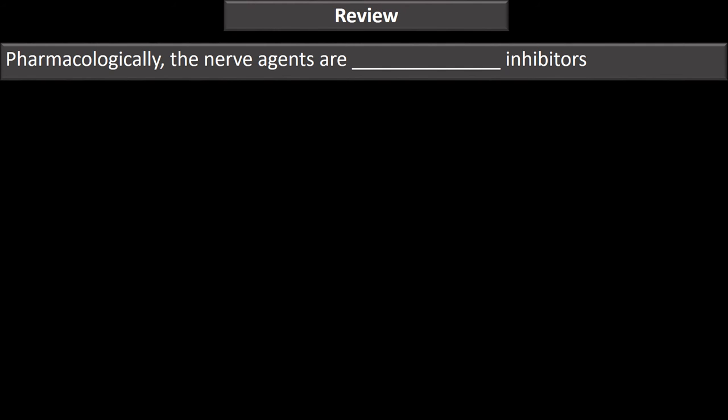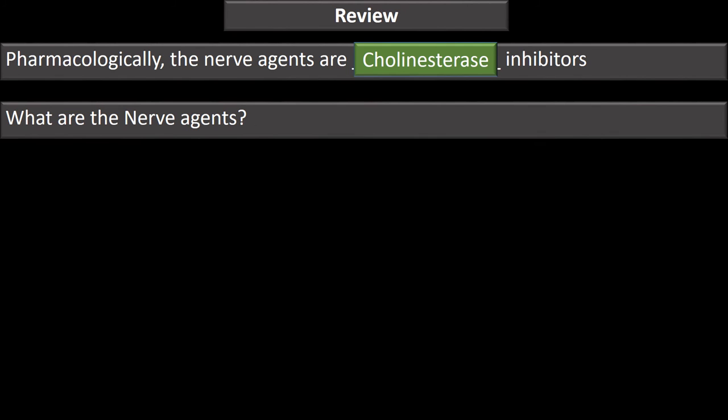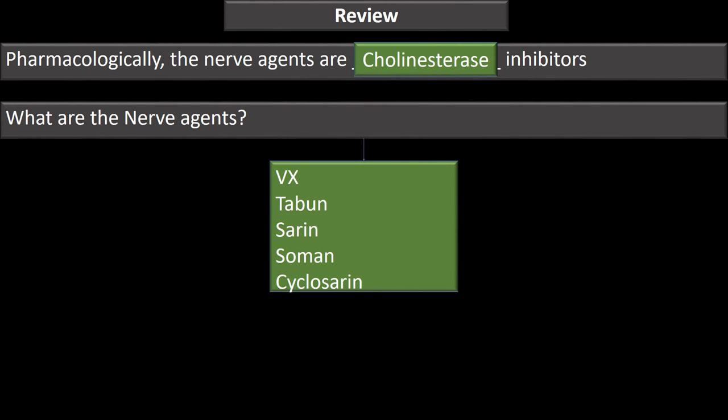Pharmacologically, the nerve agents are known as blank inhibitors, cholinesterase inhibitors. What were our nerve agents? Those were VX, Tabun, Sarin, Soman, and Cyclosarin.